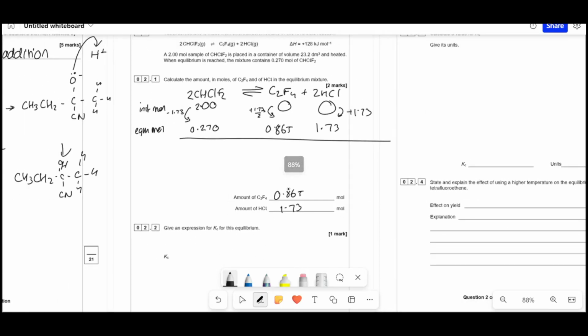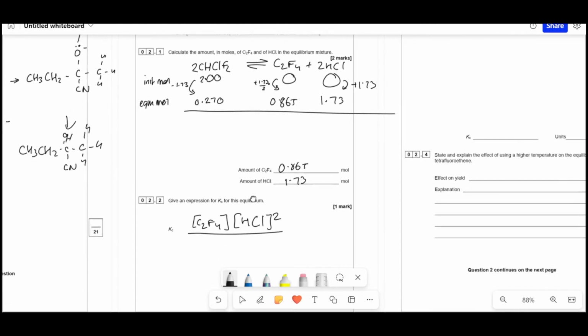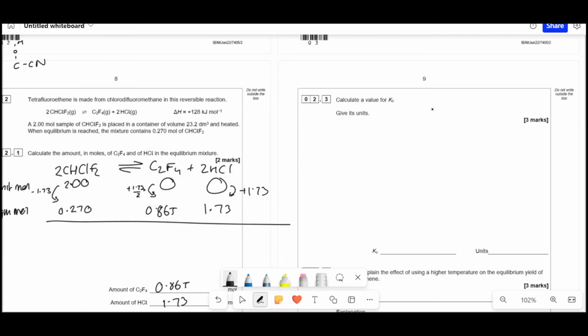And then it says, write a Kc for this equilibrium. So again, it's just looking at the products and the reactants. Kc is going to equal the concentration of C2F4, because it's Kc they want, and HCl squared, because there's 2 moles of it, all over the original thing, CHClF2 squared. They don't want partial pressures. It's told you it's Kc, so you've got to use concentration. Now it says calculate a value for Kc and give its units. So I'm going to rewrite it: C2F4 concentration, HCl concentration squared, all over CHClF2 concentration squared.